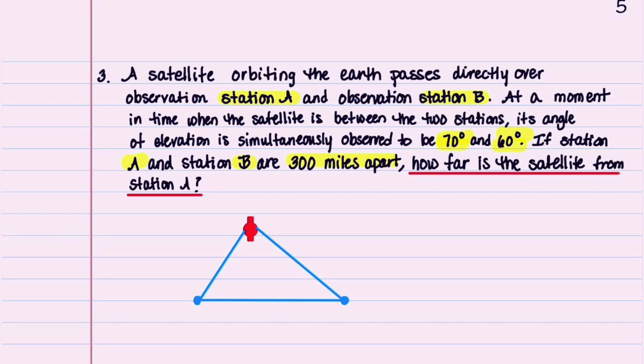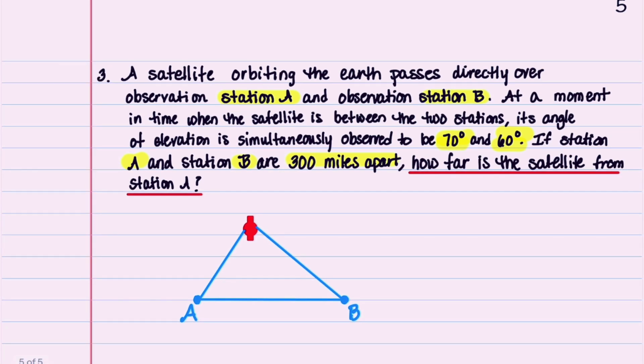We'll start by putting the information that we highlighted into our diagram. We have observation station A and observation station B. We have two angles of elevation. The first one is 70 degrees, and because they talked about station A first, the 70 is assumed to be the angle of elevation at station A, and then the angle of elevation at station B is 60 degrees. And then lastly, it says station A and B are 300 miles apart. So this distance is going to be 300 miles.